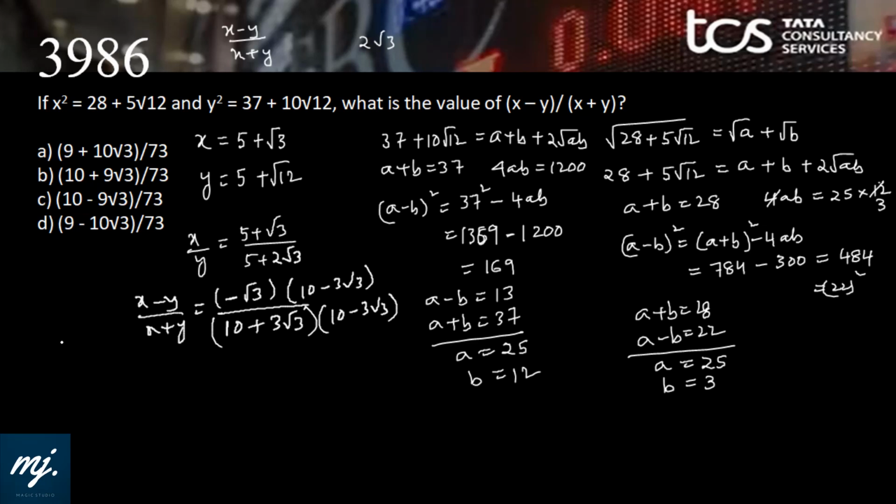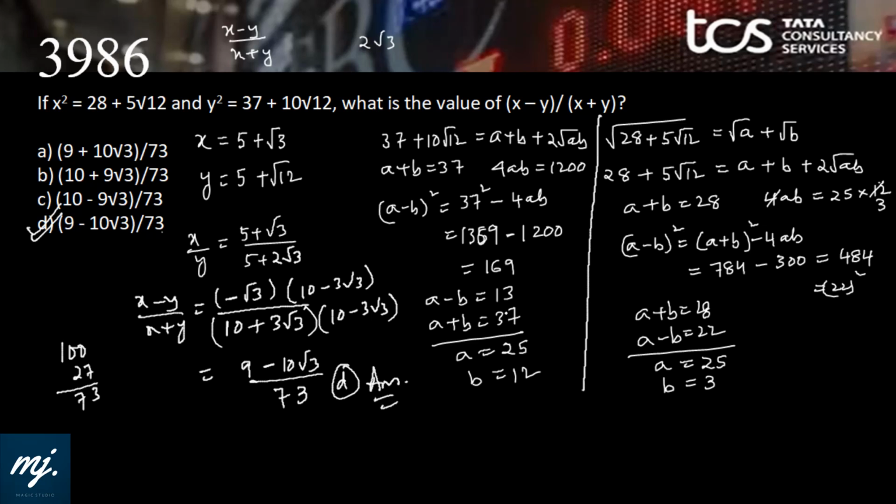So (A plus B) into (A minus B) is A square minus B square. 10 square is 100 and 3 square is 9 into 3, that is 27. So the denominator will get 73. And the numerator, it would be minus 3 root 3 into root 3. 3 into 3 is 9 minus 10 root 3 by 73. Yes, 9 minus 10 root 3 by 73. That is in option D. Option D is the answer.